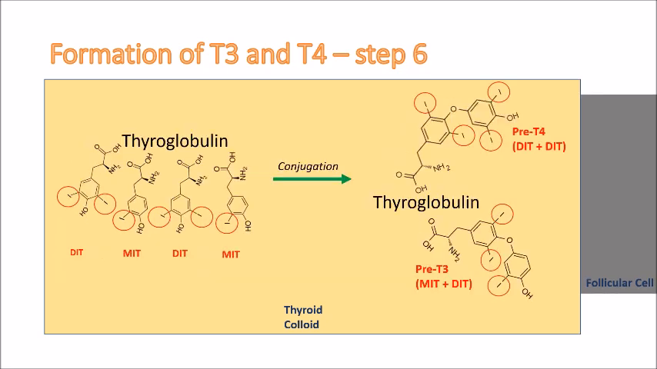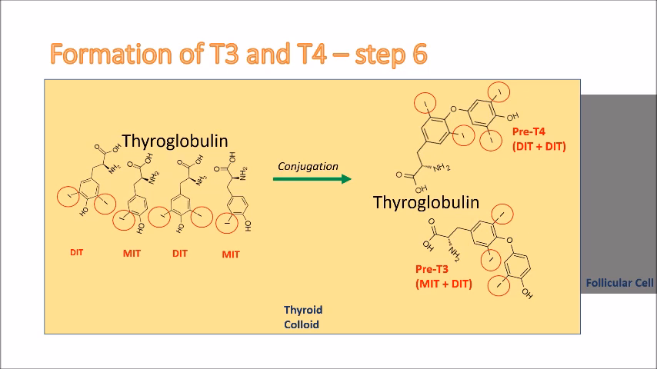So here we have our thyroglobulin, and the tyrosine residues have reacted with iodine to form varying amounts of MIT and DIT. Now, the last step that occurs in the thyroid colloid is conjugation. Here, MIT and DIT come together to form structures very similar to T3 and T4. The only difference is that they're bound to the thyroglobulin.